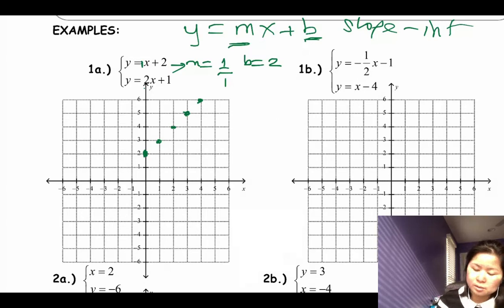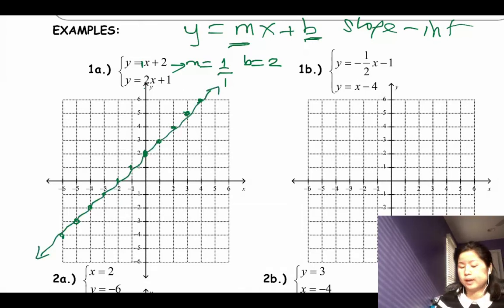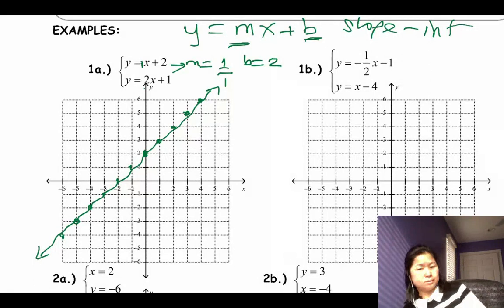The other way is negative, and I can go in this direction. I know to go up and over by 1. Okay, so this is my first line. That's my line. Normally, if we were in the classroom, I would give you colored pencils to make it easy so we can see.